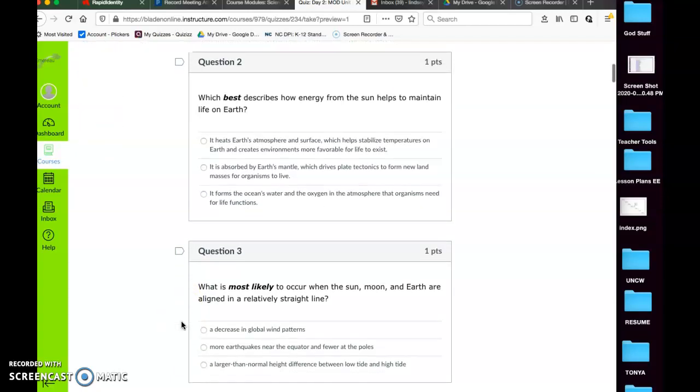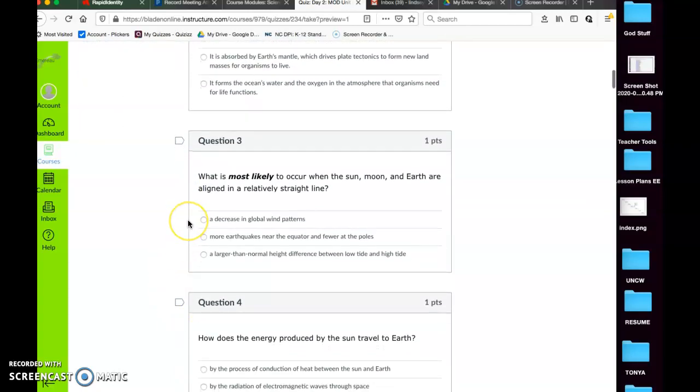Question number 3. What is most likely to occur when the sun, moon, and Earth are aligned in a relatively straight line? A decrease in global wind patterns, more earthquakes near the equator and fewer at the poles, or a larger than normal height difference between low tide and high tide?